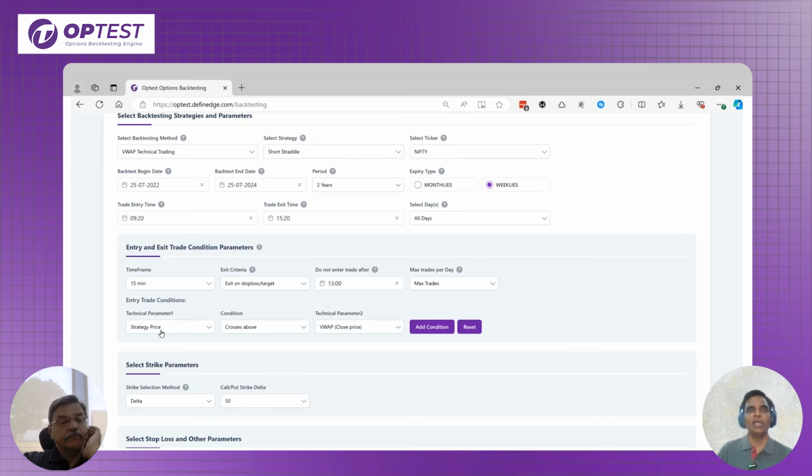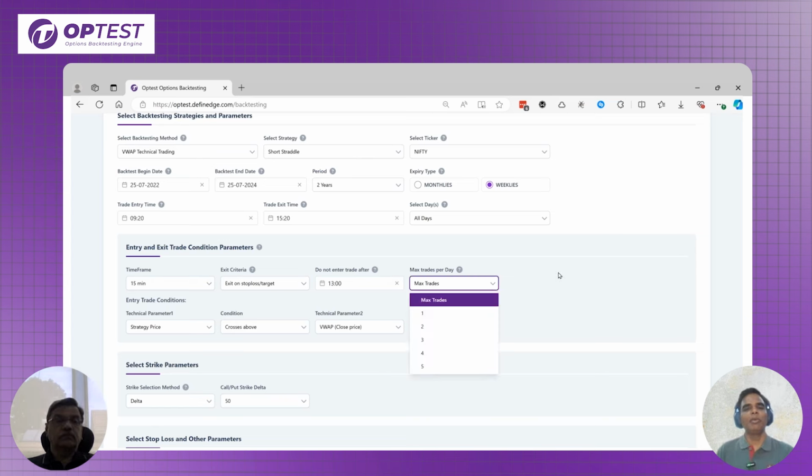So first we have to select an entry criteria, then exit criteria. And do not enter trade after 1 o'clock. So let's say we plot the VWAP, but it doesn't give a signal till after 1 o'clock. Maybe after 1 o'clock, it might be too late to enter the trade. So don't enter this trade if there is no signal generated till 1 o'clock. So even if a signal is generated after 1 o'clock, ignore it. Your signal has to be generated before 1 o'clock, then only there is an entry into the trade. So that choice is there here.